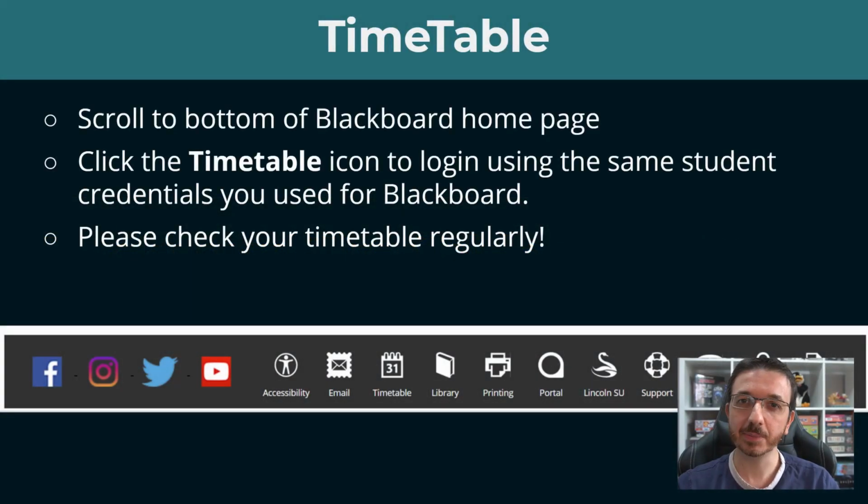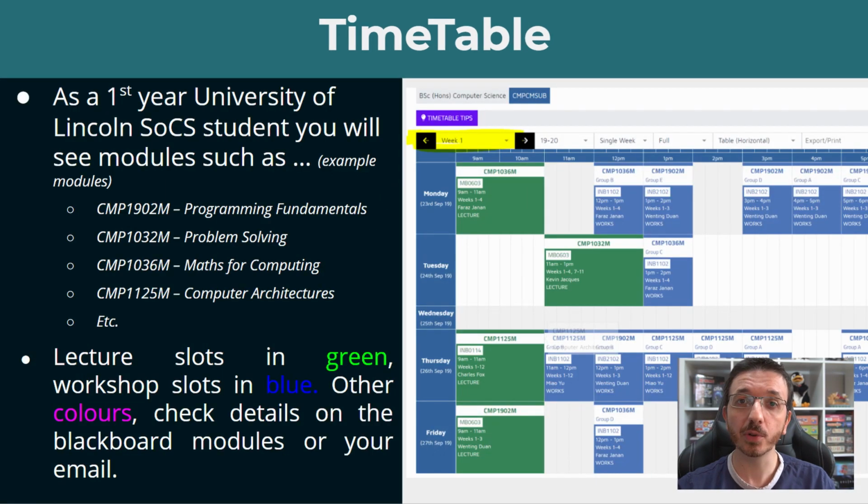To access your timetable, head back to the main Blackboard site and scroll to the very bottom. There is a button named Timetable. Click on it. As a first-year School of Computer Science student, you should see modules such as Programming Fundamentals, Problem Solving, Maths for Computing, Computer Architecture. Those are just example modules. It depends on which program you're on.